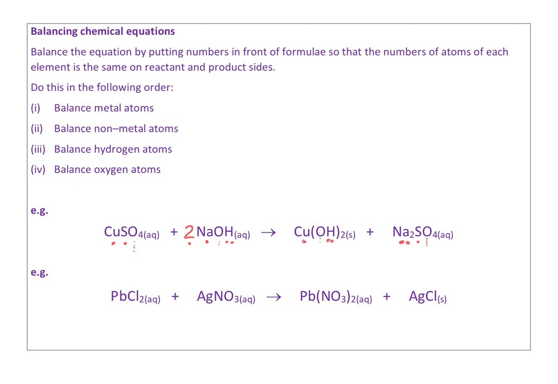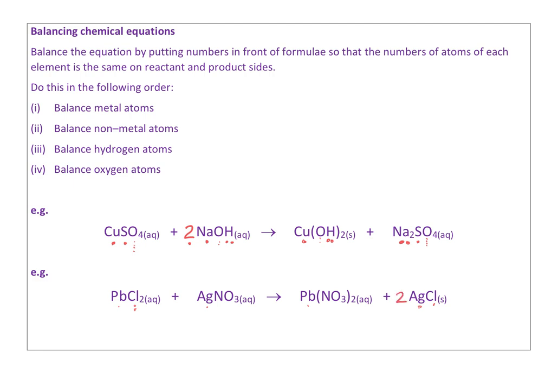Let's come down to the bottom one. Start with the lead. 1 lead on this side, 1 lead on this side. That's balanced. Then let's go to silver. 1 silver here, 1 silver here. That's balanced. Then let's go to chlorine. 2 chlorine here, only 1 chlorine here. So we need an extra chlorine on this side. So we put a 2. Remember, we can only put big numbers in front.